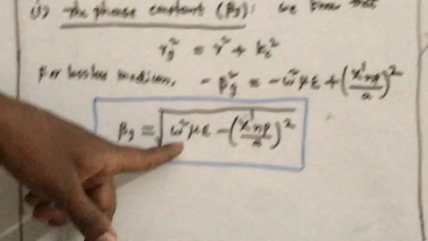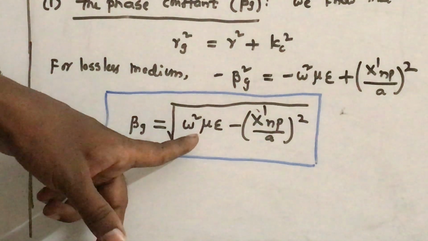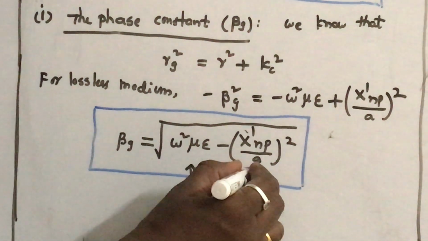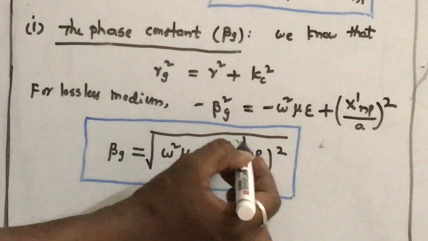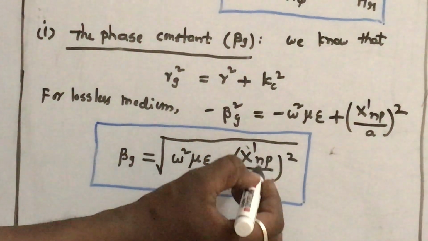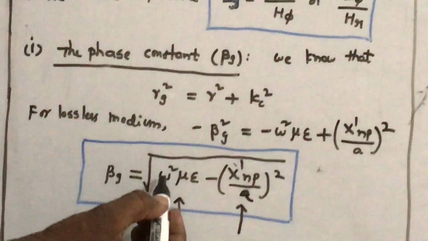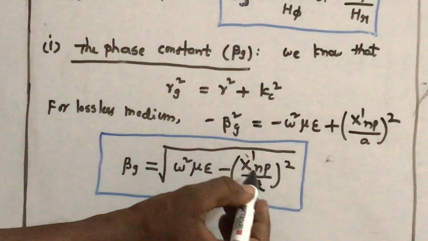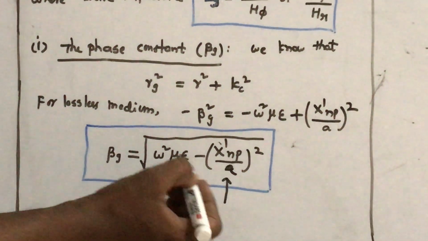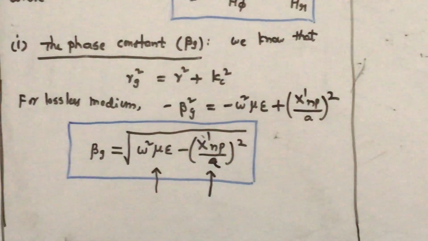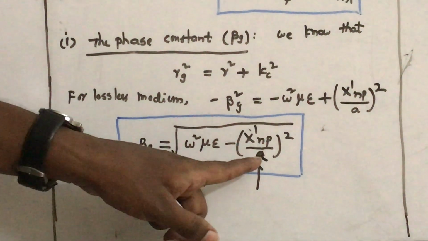The second part is cutoff frequency fc. In this equation you can check that at some particular input frequency, this term will be equal to this term, because this term is a constant. For a given mode, x dash np is constant and the radius of the waveguide is constant. At some input frequency, this term is equated to this term. That particular frequency is called the cutoff frequency. So at cutoff frequency this is equal to this.